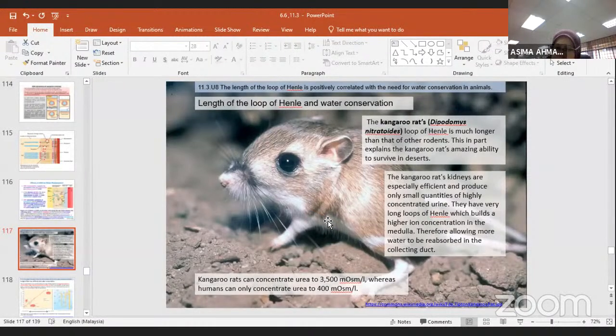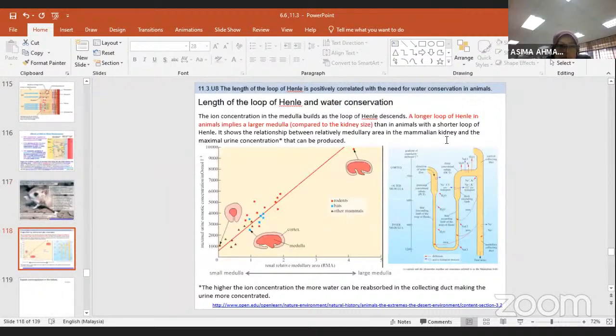Tapi kan, lepas ni you all boleh cari kot berapa panjang dia sebenarnya, this loop of Henle ni. How long it is. Okay, tapi janganlah compare dengan kita punya. So kita punya sel besar compared to dia orang punya sel ni mungkin kecil. Compare dengan yang setara dengannya. Alright, other rodents here. Okay, this is additional lah.